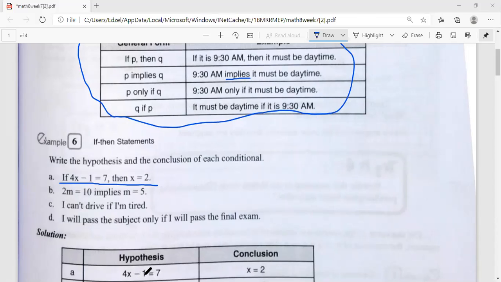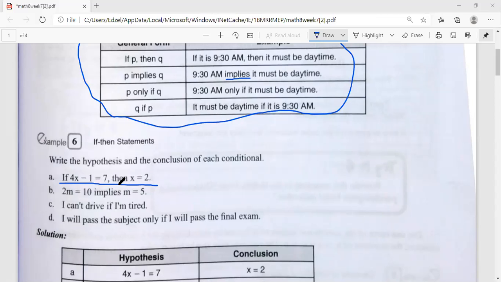4x minus 1 is equal to 7. So that's the hypothesis, while the conclusion is x is equal to 2. Why? If we go back to earlier, the hypothesis is followed by if, while then is followed by the conclusion. Right? The conclusion always comes right after then. So remember that one always. The conclusion is denoted by Q, while the hypothesis is denoted by P.